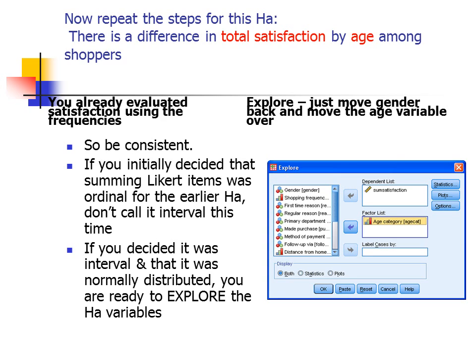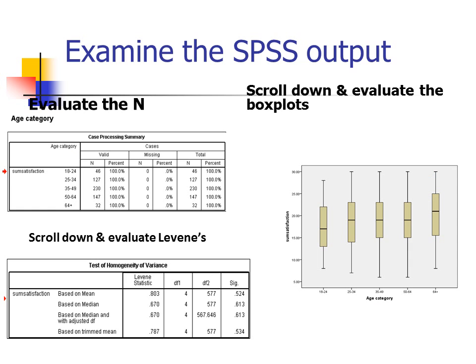The first assumption is normality, and the second assumption is homogeneity of variance, and that's why I use this explore function. I move satisfaction over, and then I move the age category over. I do the same things I did before in terms of asking for the box plot, or the stem and leaf plot, and the histogram, and the Levene's test. And then I get this output.